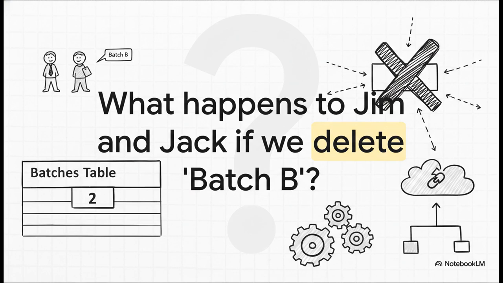Let's ask a really critical question. We can see that Jim Brown and Jack Johnson are both in batch B, which has a batch ID of 2. What if the school suddenly decides to cancel batch B, and we just delete it from our batches table? What should happen to Jim's and Jack's records? And this isn't really a technical question, it's a business decision that has technical consequences.